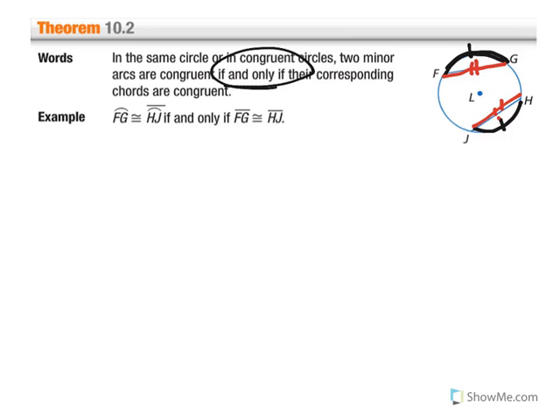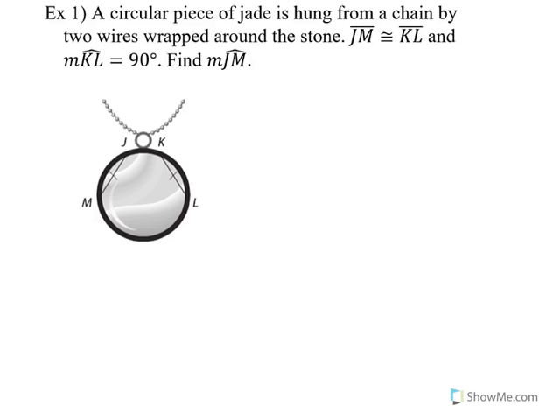This works both ways. So this means that if we know the chords are congruent, then we can also say the arcs are congruent as well. So of course, let's do an example and let's use this.